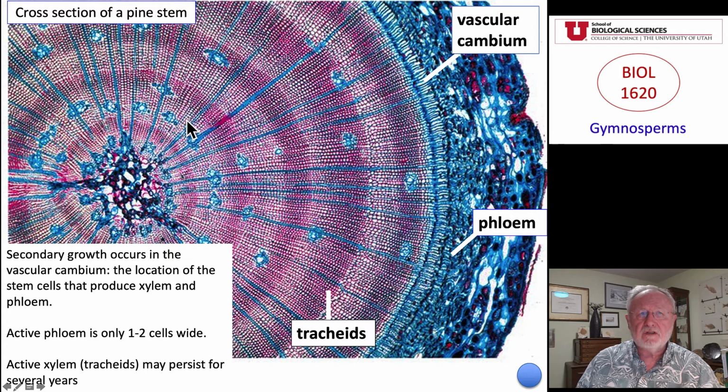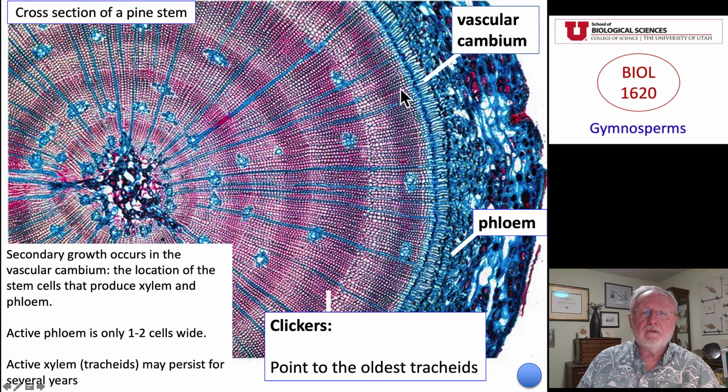We can get some idea of these systems by looking at a cross-section here. This is a cross-section of a pine stem, and what you can see is the spring growth and the summer growth, with the thicker cell walls in the summer, the thinner cell walls in the spring. So we have 1 year of growth, a second year of growth, a third year of growth, a fourth year of growth, a fifth year of growth. So the oldest tracheids are going to be the ones at the center.